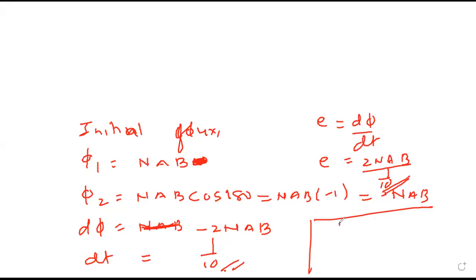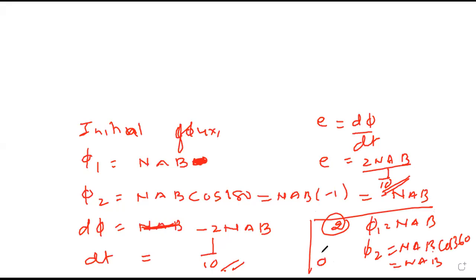In second case, full revolution. So initial flux is NAB, final flux is NAB cos of 360. That is nothing but again NAB. So change in flux will become 0. So E becomes 0 in full revolution. In half revolution, it becomes 2 NAB upon 1 by 10.